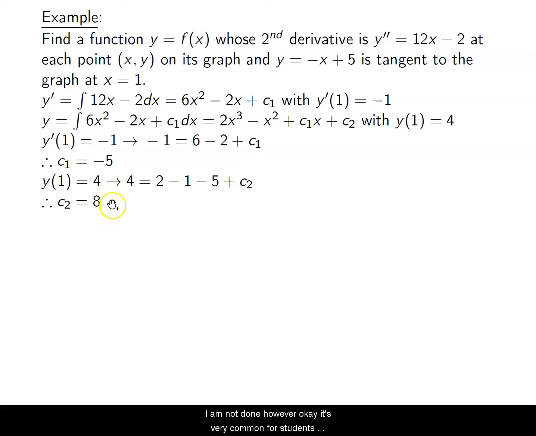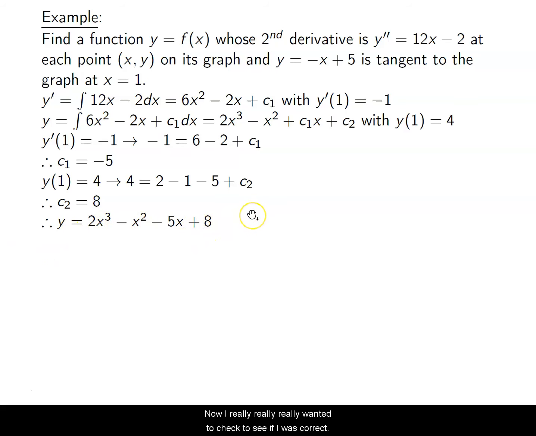I am not done, however. It's very common for students in mathematics to get to some sort of result and say that they're finished. I'm not done, because I have not explicitly written out my function yet. So I have to make sure I write my answer. Since C1 is -5 and C2 is 8, my final solution is this function of y.